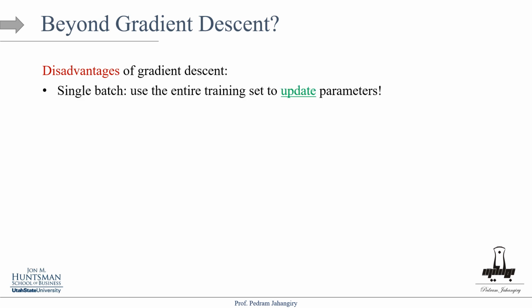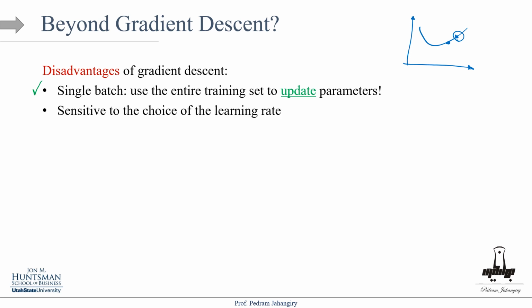First of all, and I think this is one of the most important ones, is that gradient descent is single batch. What it means is that it's going to use the entire train set to update the parameters. As I said in the previous slide, if I want to go from here to here, gradient descent is going to apply the entire train set at this point, right? And if the data set is large, each step is going to use the entire train set, and obviously it's going to be slow.